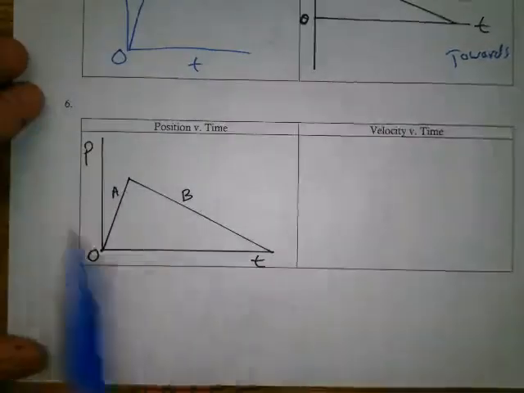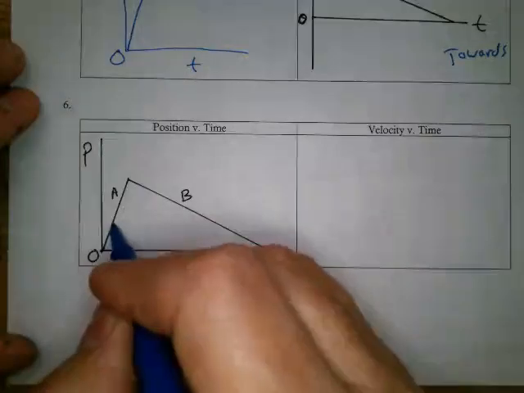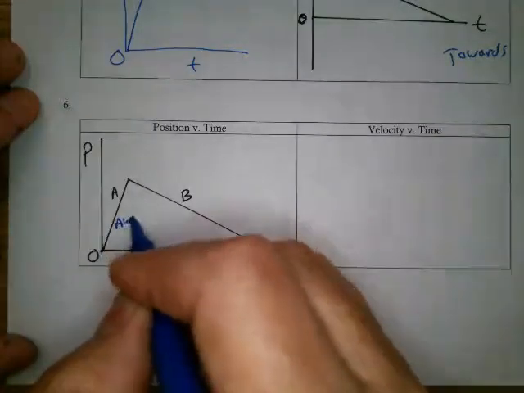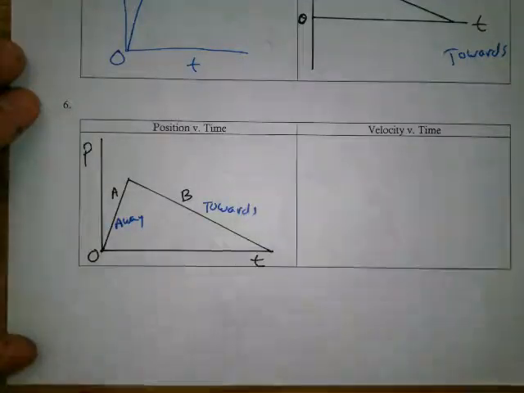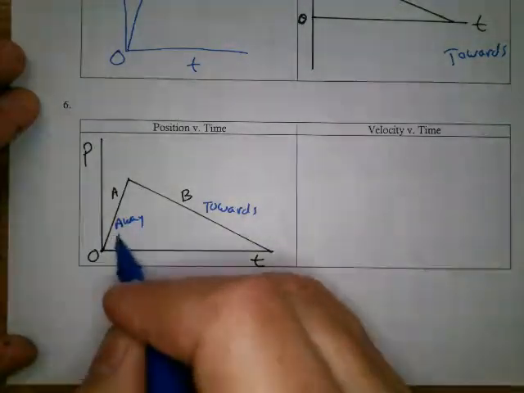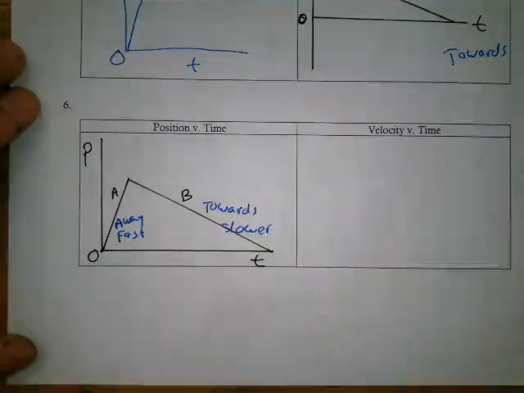We look at this one. This is a position time graph. We have two segments, A and B. A is moving away from the origin, and B is moving towards the origin on this position time graph. And this one is fast, and this one is slower. So that's how we can analyze that.